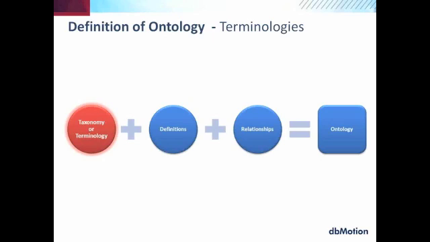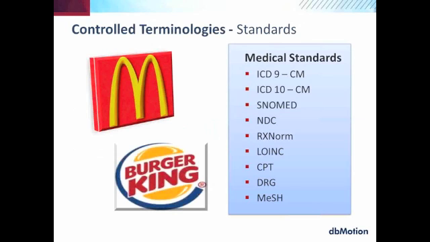So the first part to having an ontology is basically just having a terminology. A list of terminologies is a basic component of what you need. You'll hear the words controlled terminologies and standards, and I use these words interchangeably. They're synonymous. There's a list of medical ones on the right-hand side, and some are good and some are bad. But basically, all you need to fit the definition of ontology is a flat list of terms.